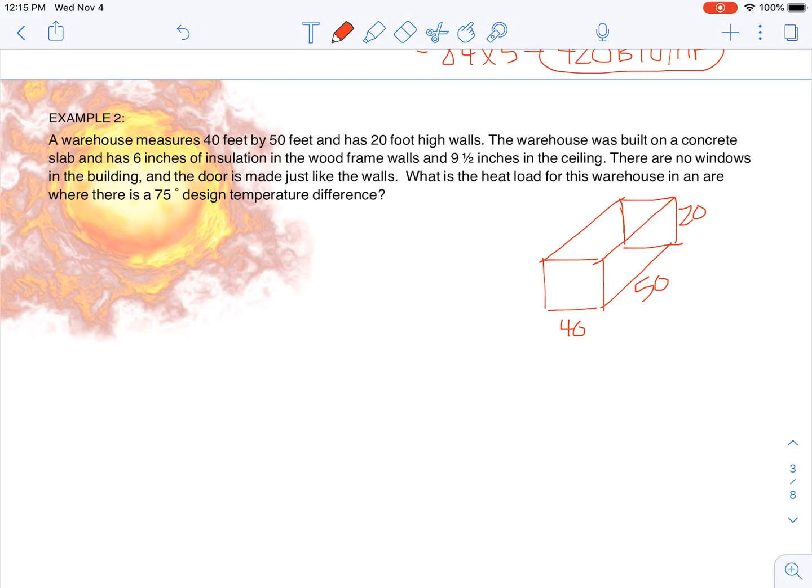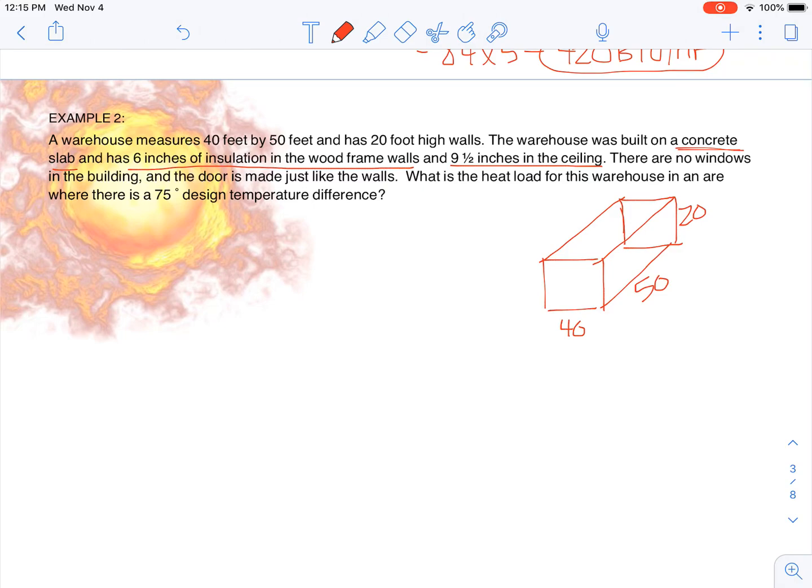The warehouse was built on a concrete slab, so that has to deal with the floor, and has 6 inches of insulation in the wood frame for the walls, and 9.5 inches of insulation for the ceiling. There's no windows in the building. The door's made just like the walls, so we don't have to worry about windows and doors in this one. But because all walls, ceilings, and the floor all have exposure to the outside elements, then we have to take all of those surfaces into consideration.